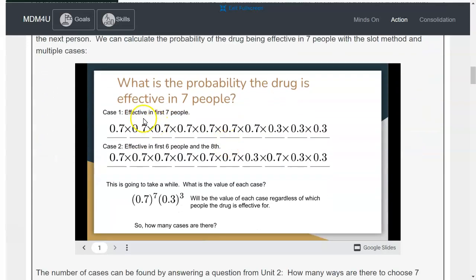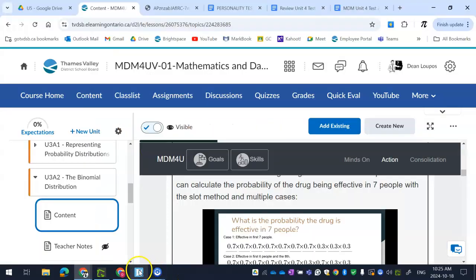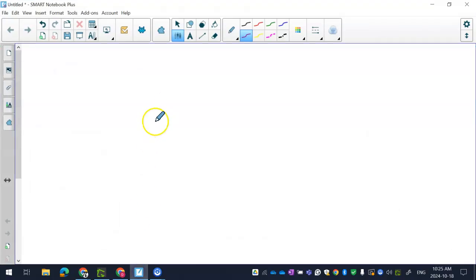So let's say that the first 7 people were to have success. We would have a 70% chance of success, 70%, 70%, 70%, 70%, 70%, 70%, and then the next 3 would be failure. Let me show you what I'm talking about with a tree. We go through a tree and you start drawing branches for each person. This is person 1, and then you have success and failure. It works or doesn't work, with a 0.7 and 0.3 chance.